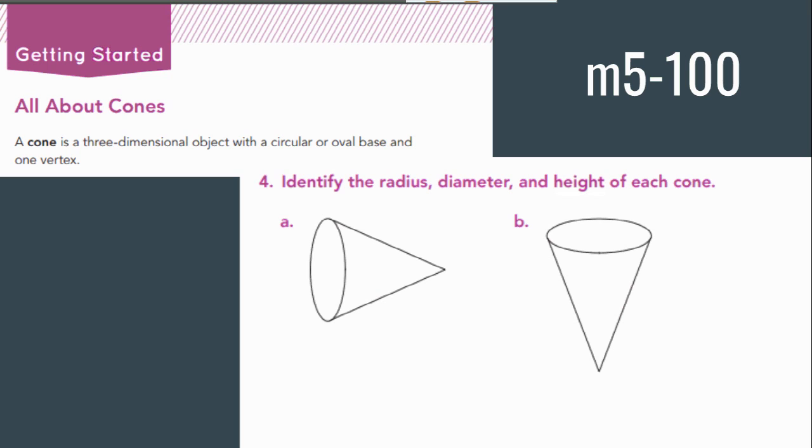Now that you've had some chance to work, I want to go ahead and partner share this. Partner number 1, you're going to share A. So where'd you put the radius, diameter, and height, and why you pick that. So make sure you're explaining. Partner number 2, you're doing B. Again, explain where and why the radius, diameter, and height. Ready, go.